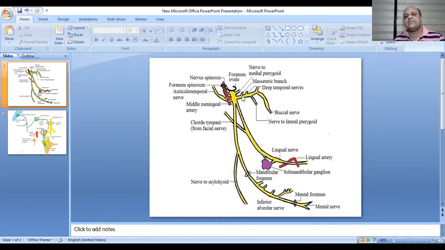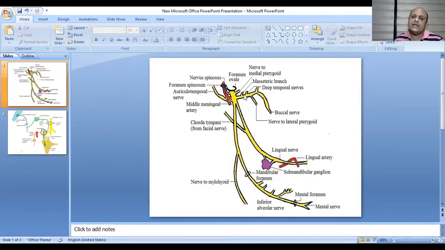So the anterior division gives off the branches to the remaining muscles of mastication, that is other than the medial pterygoid, and all the muscles of mastication are supplied through their deep surface. So one branch it gives to the masseter called the masseteric branch. Other branch it gives to the lateral pterygoid. This is the nerve to lateral pterygoid. And then it gives two branches, anterior and posterior, deep temporal nerves. They are for the temporalis muscle.